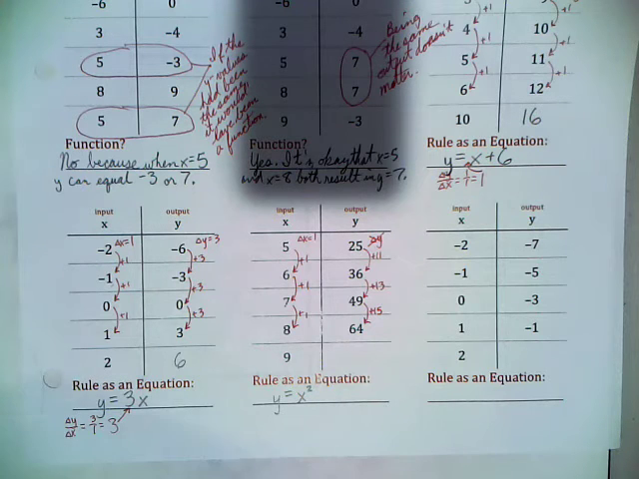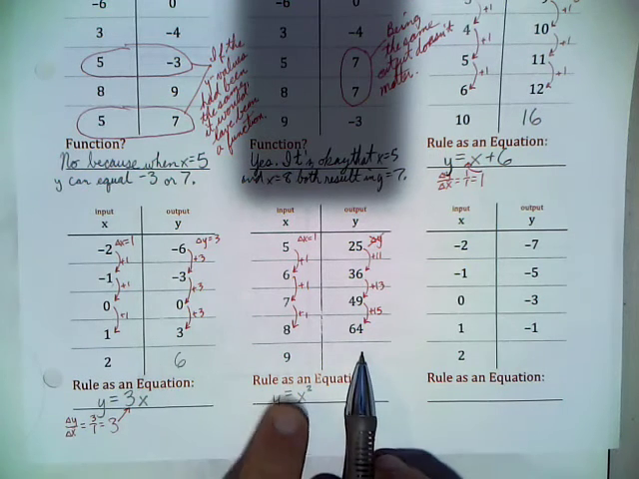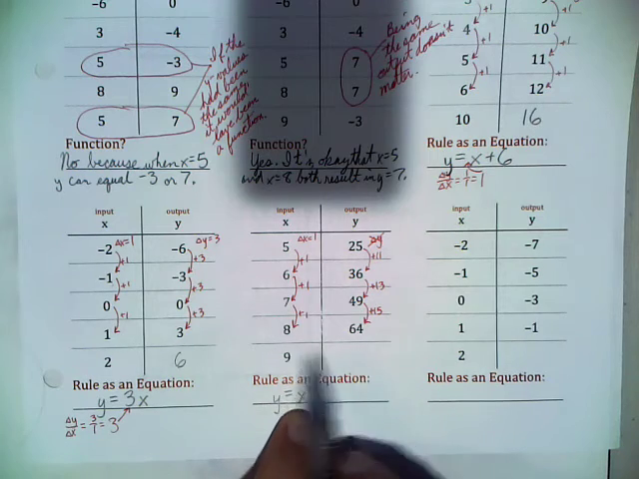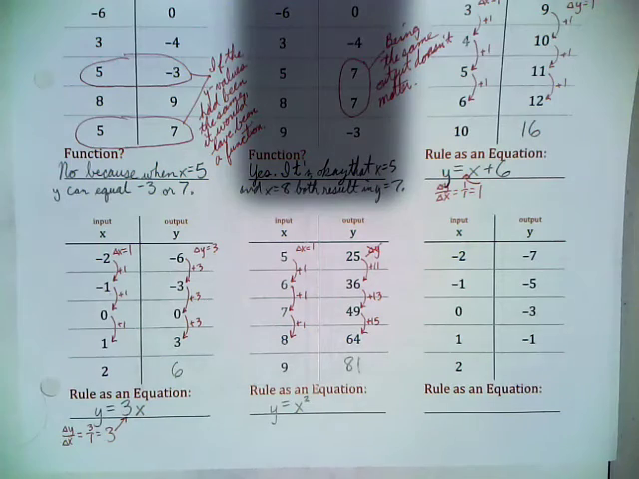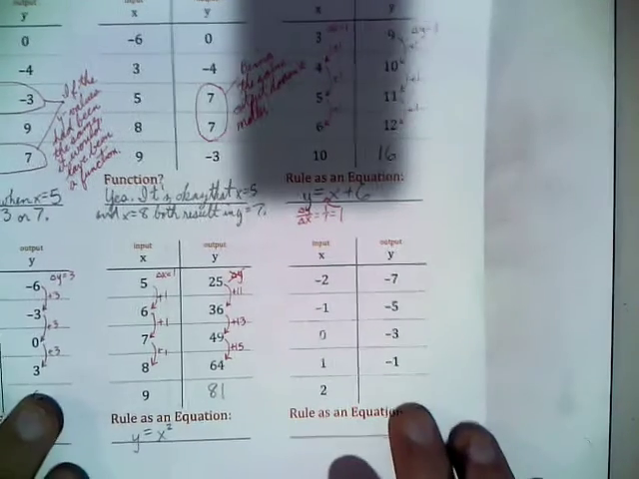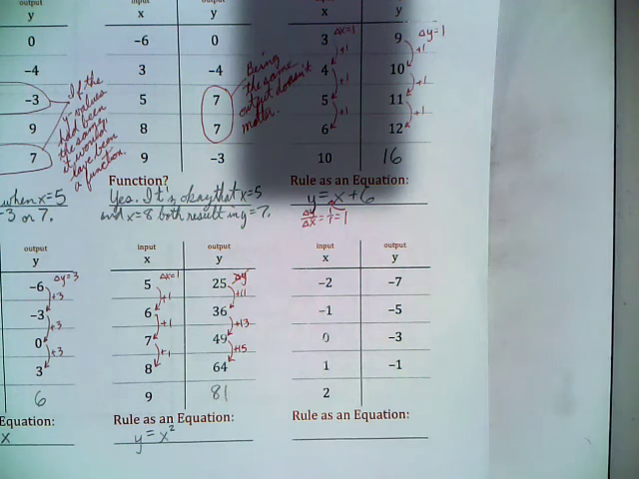All right, so if we finish this off then, to find this last y value, it's going to equal the x value squared. So 9 squared, 9 times 9, is 81. And this last one, go ahead and pause the video and see if you can find the equation for this one.